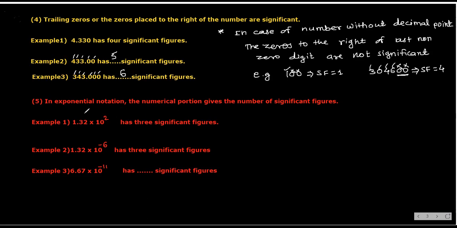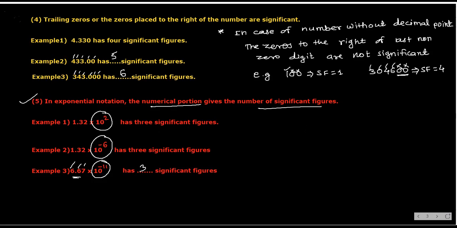Next one. In exponential notation, this is the fifth point now. In exponential notation, the numerical portion gives the number of significant figures. So whatever the power is, this power is not at all useful for finding significant figures. Now see here: 1.32 × 10^2, 1.32 × 10^-6, 6.6 × 10^-11. Whatever the power is, you just see this number and decide the significant figures. So how many significant figures here? Only 3. Yes or not?